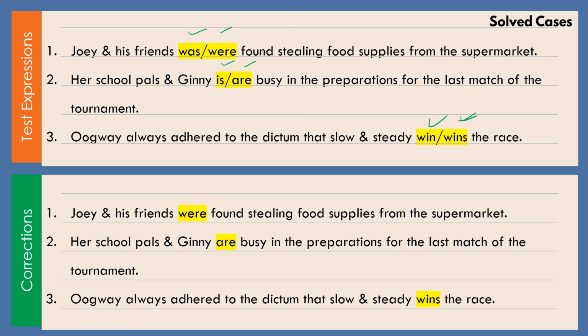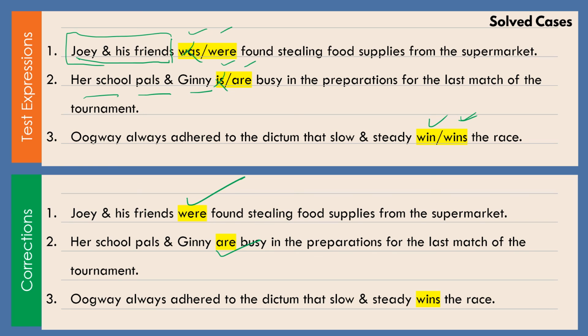Okay, see, very simple. मैं briefly आपको बता देता हूँ. Joey and his friends is not a colloquial term, तो exception में तो आएगा नहीं. And these are two subjects being joined by and, so obviously you have to use were here, not was. Was यहाँ नहीं चलेगा. Her school pals and Ginny, again not a colloquial term, right? Or exception again, that it doesn't fit into the exception. So again, two sets of subjects joined by and, so you have to use are.